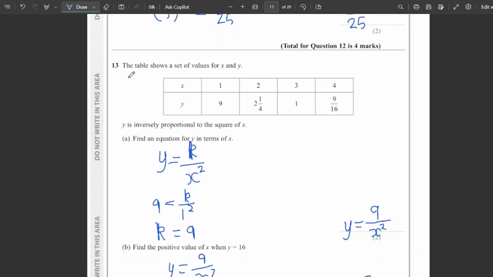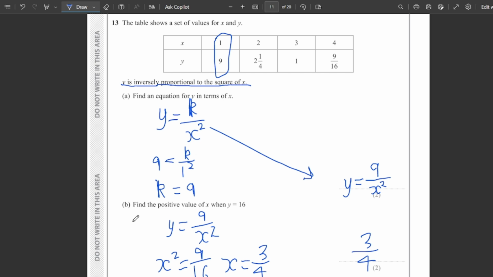Then for 13, we're given a set of values and told that y is inversely proportional to the square of x. And we're asked to write an equation for y in terms of x. Well, inversely proportional to the square of x means y equals k over x squared. And then we can simply sub numbers in. I chose 9 and 1 because that makes it easy. 9 equals k over 1 squared, k equals 9. And then you simply rewrite the equation with your value of k to get y equals 9 over x squared.